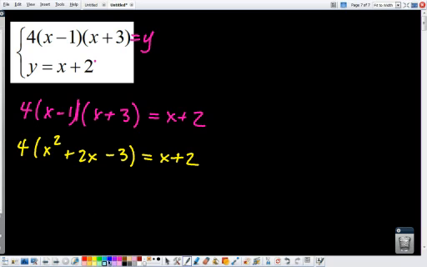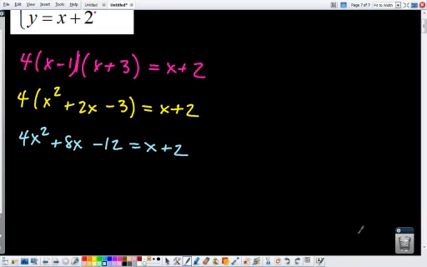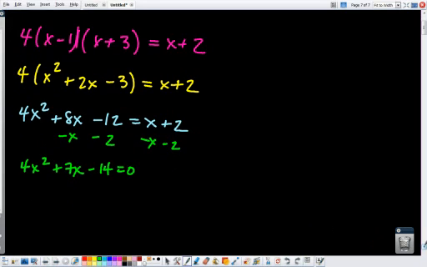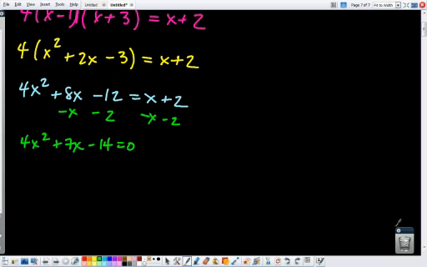And now I'm going to go ahead and distribute the 4. So I end up with 4x squared plus 8x minus 12 equals x plus 2. So since we're going to be solving for x, we need to get everything on one side of the equation. So I'm going to go ahead and subtract x and 2 from both sides. So I end up with 4x squared plus 7x minus 14 equals 0. So at this point, I could use the quadratic formula, or I could factor this.